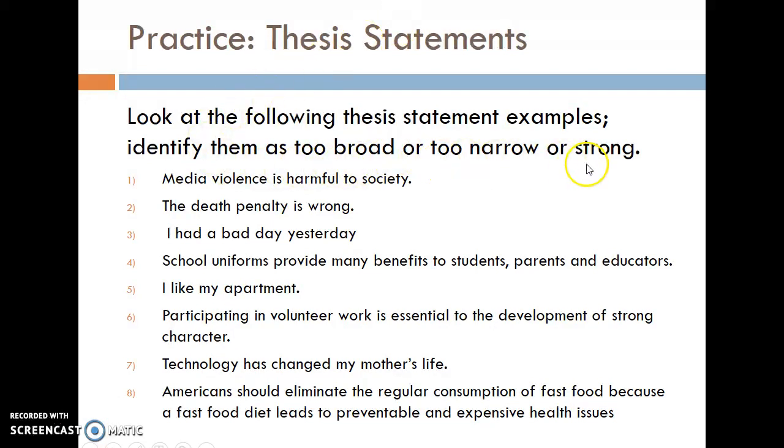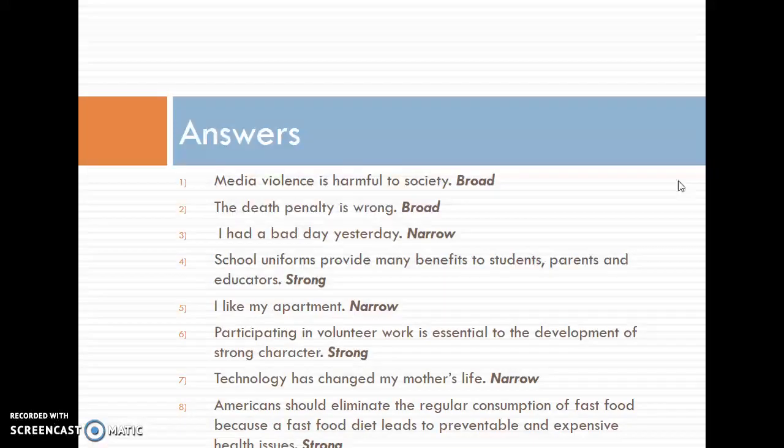Okay, so I hope you came up with some answers for these. So let's look at the actual answers, okay? So number 1 was too broad, 2 was broad, 3 was narrow, 4 is a strong thesis, 5 is narrow, 6 is strong, 7 is narrow, and 8 is strong. All right, so I hope this helped you guys. Good luck on your thesis writing and paper writing.